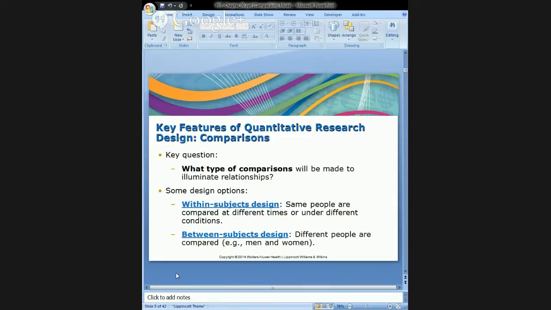Or are we going to look at two different groups of people, men and women? For example, we could look at men's heart rates first thing in the morning versus women's heart rates first thing in the morning. So between subjects is two different groups. Within subjects is looking at the same group, just at maybe different points in time or under different conditions.